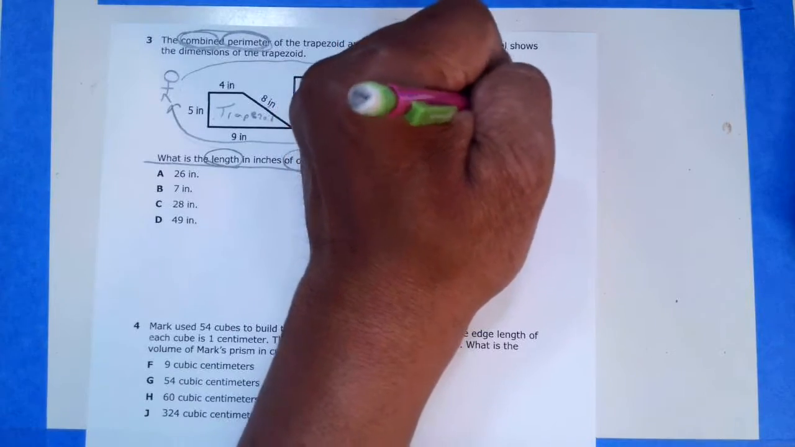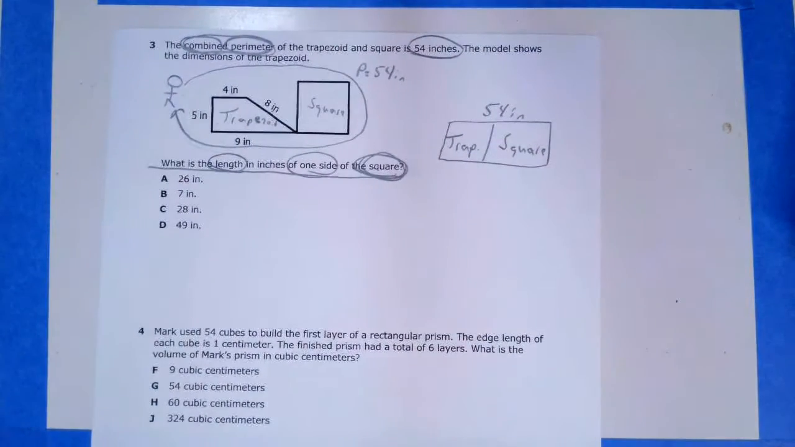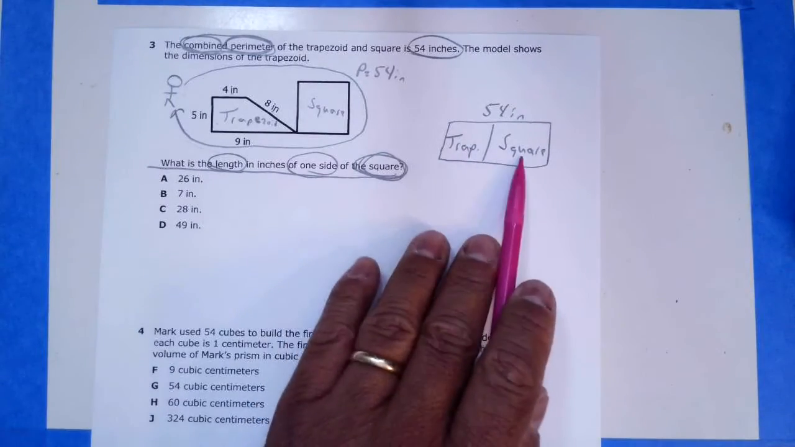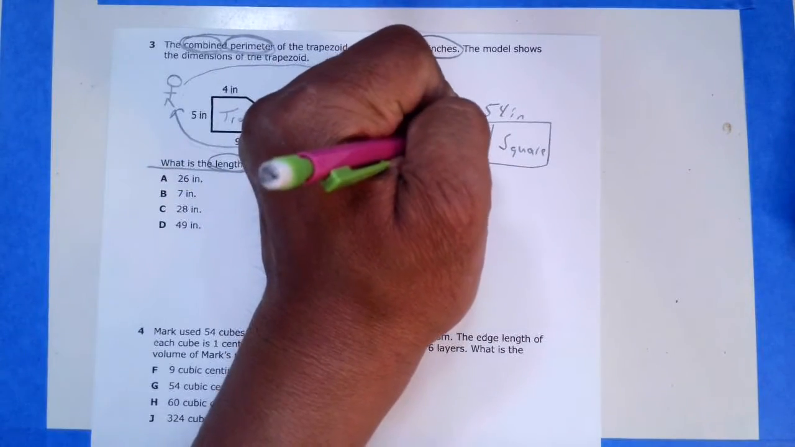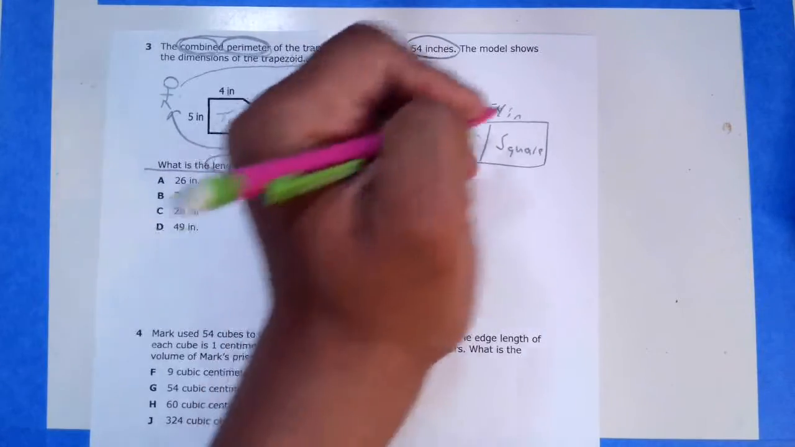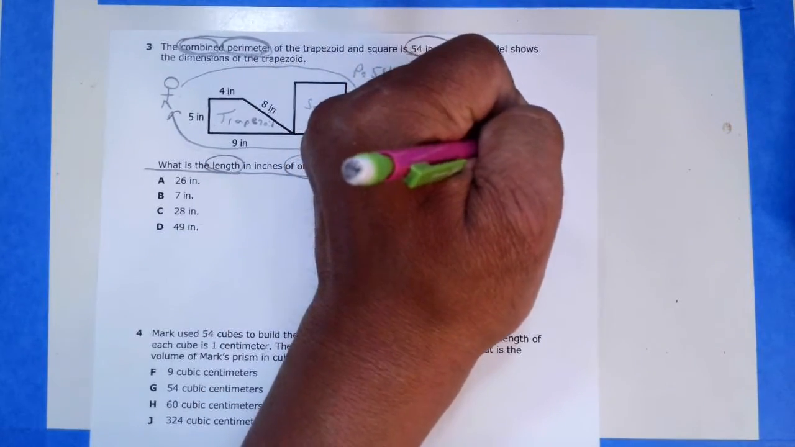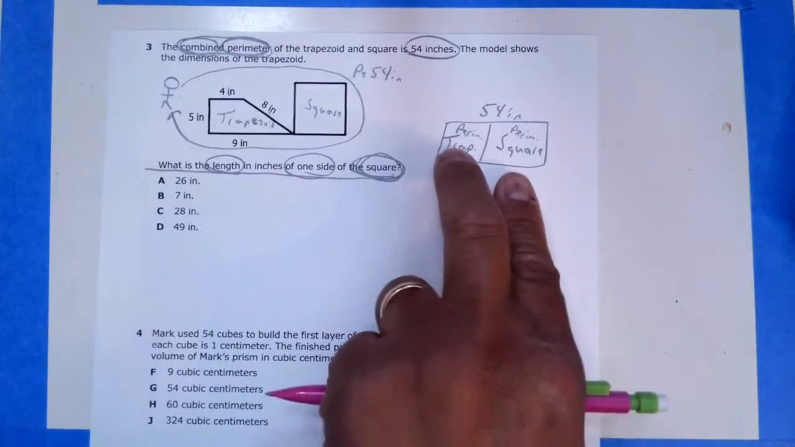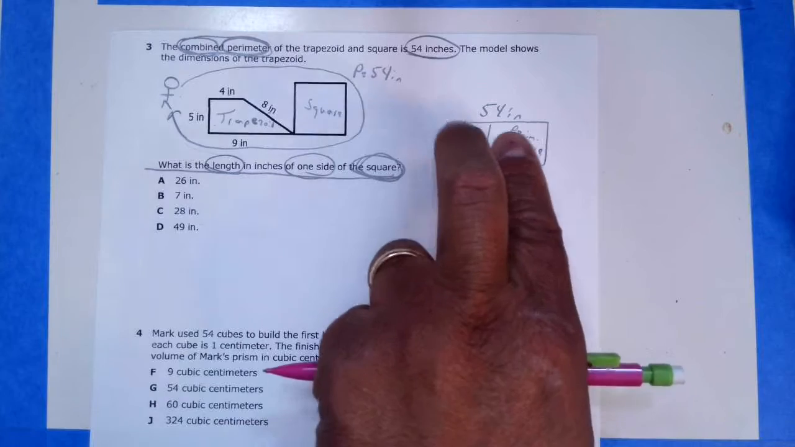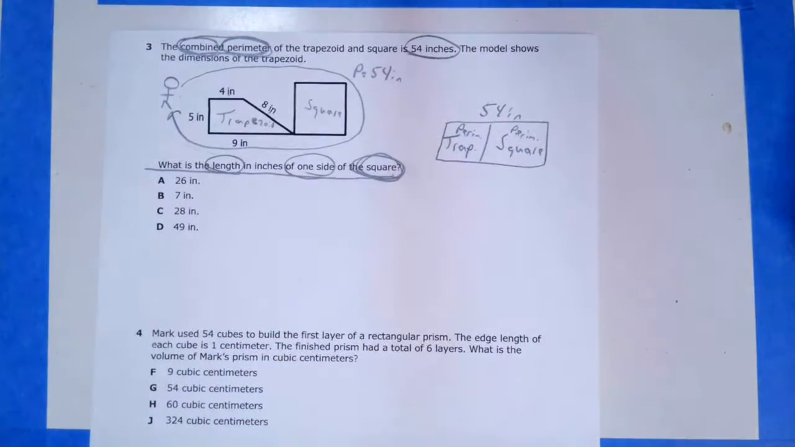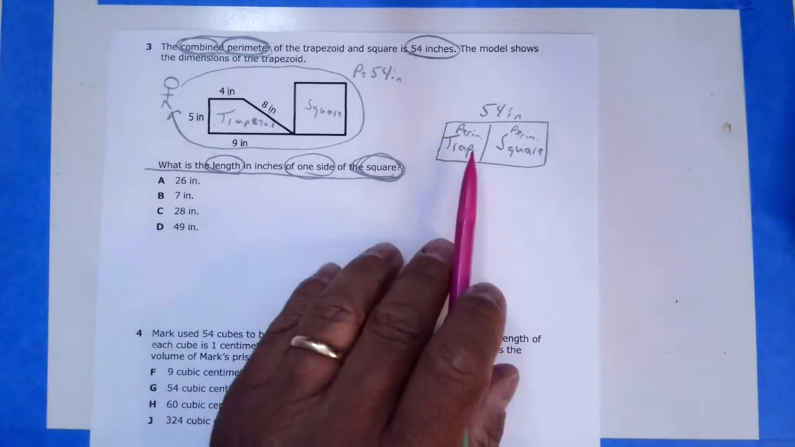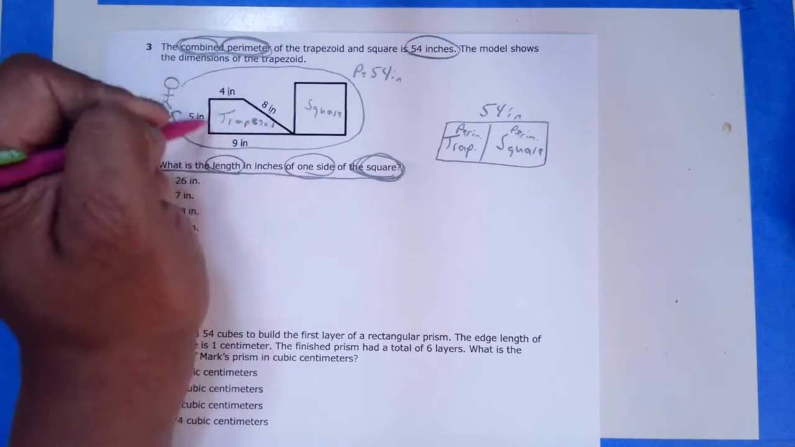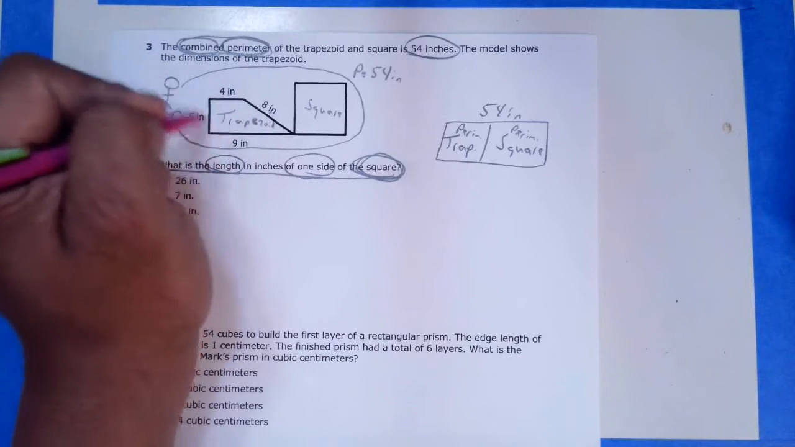It's 54 inches. Okay? I'm going to be doing these strip diagrams. So the perimeter of the trapezoid and the perimeter of the square is 54. Remember, I've always said, whatever's in the boxes, you add, and it'll give you the number on top. Okay? From here, we know, or at least we can find out, the perimeter of the trapezoid, because here it is.